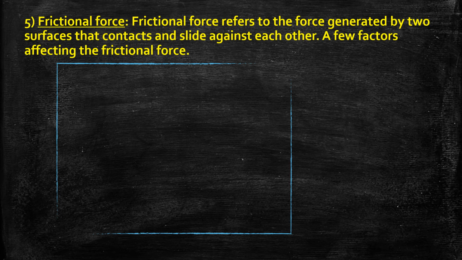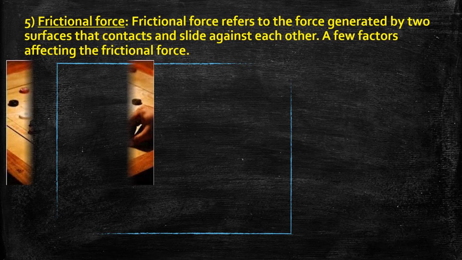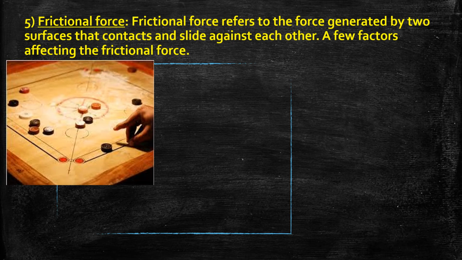Next type of force is frictional force. Frictional force refers to the force generated by two surfaces that contact and slide against each other. There are a few factors which affect the frictional force. Look at this carom board. Why is powder sprinkled on the carom board? Yes, the coins on the carom board should move swiftly, right? During play. What will happen if powder is not sprinkled?